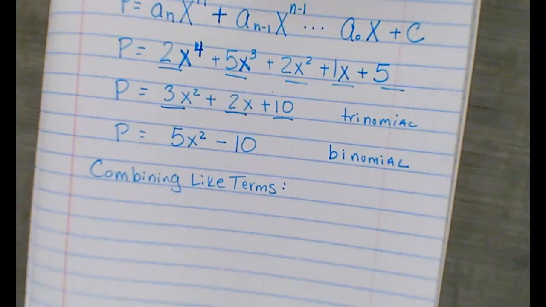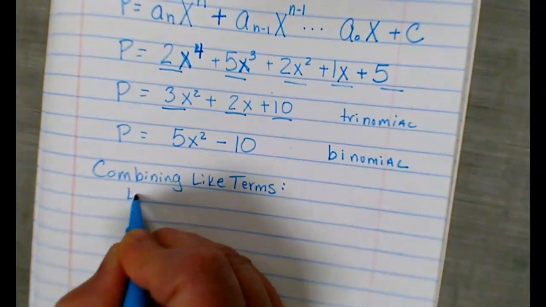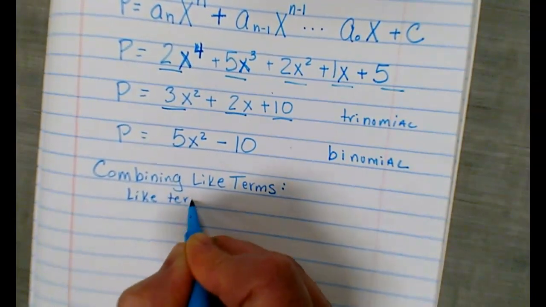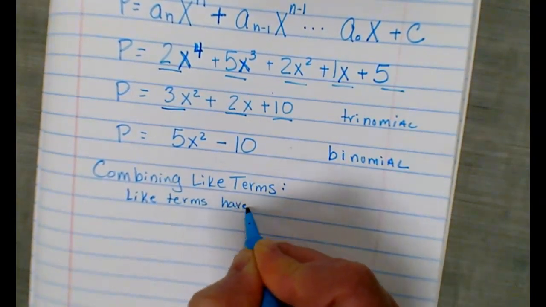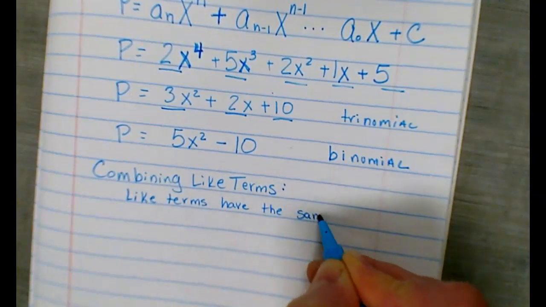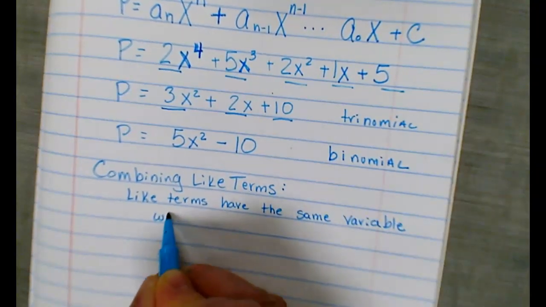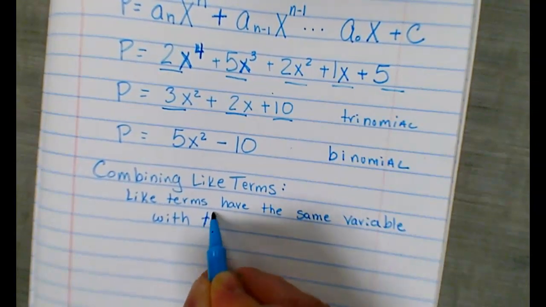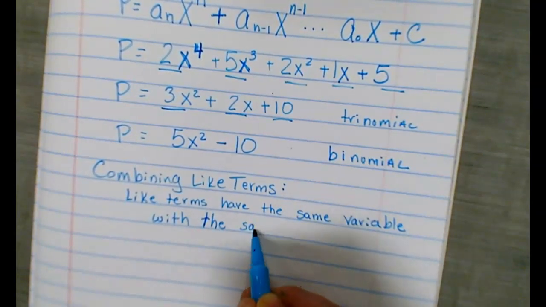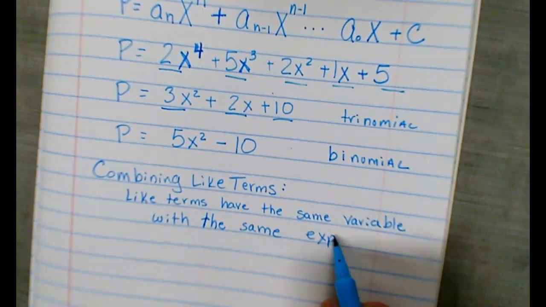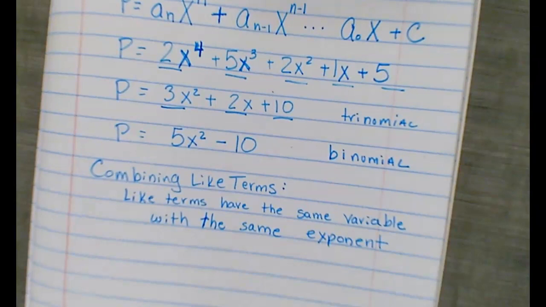What's a like term? Like terms have the same variable, and that variable has to have the same exponent. It's a like term if it has the same variable. What's another word for variable? Letter. Has the same letter with the same exponent.